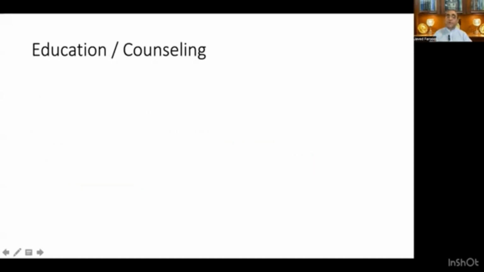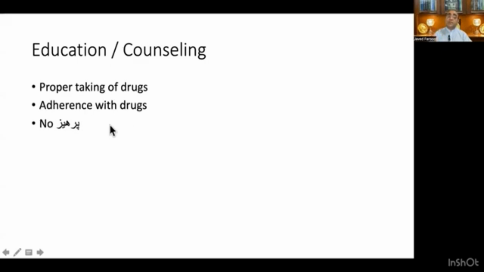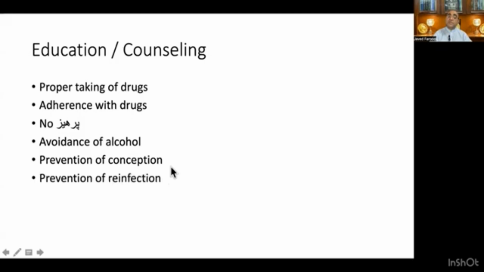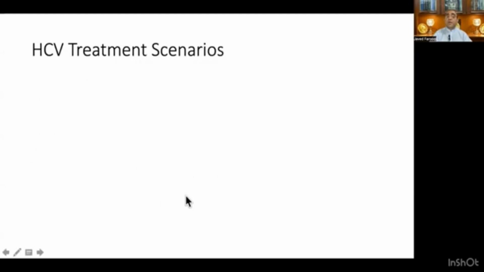Education and counseling is very important before starting the patients. When it's treatment naive and you want to start the patient on treatment, the proper taking of the drugs is very important. You educate and counsel them on adherence with the drugs. And this is very, very important: our patients observe parhez, so they should not be doing any sort of parhez. Avoidance of alcohol is very important. And of course, prevention of conception during the treatment is advised. And of course, the prevention of reinfection once the treatment is completed: they should change their behavior, and if there is any risky behavior, they should change that to prevent reinfection.